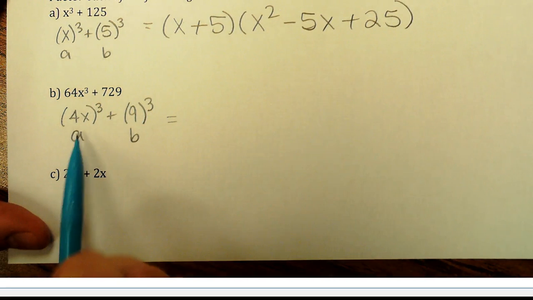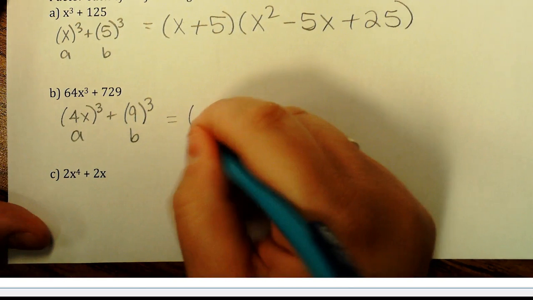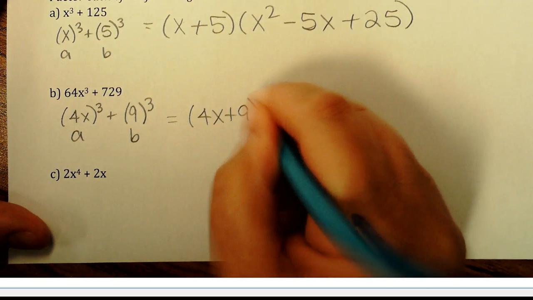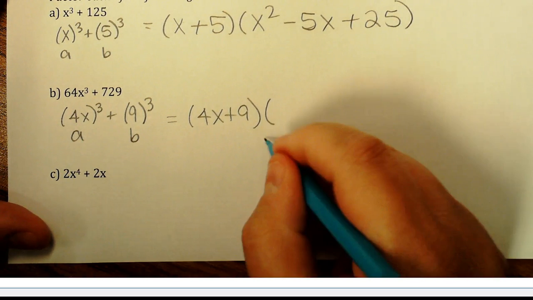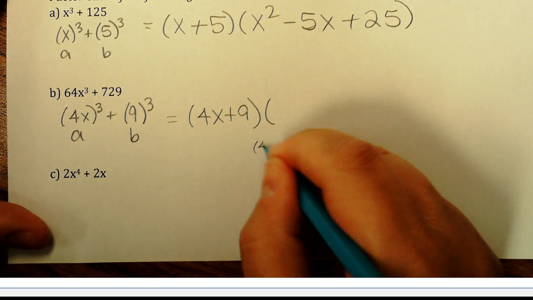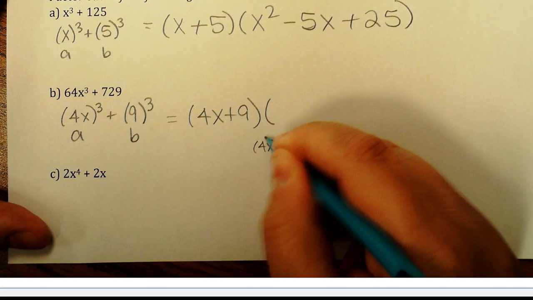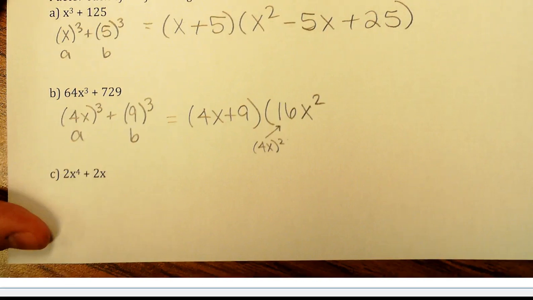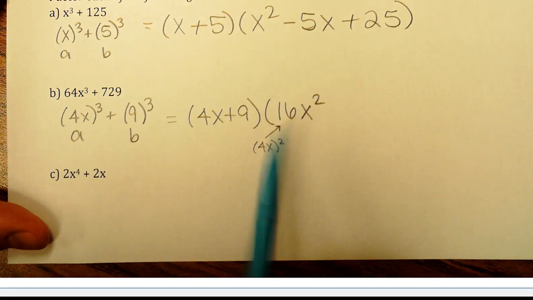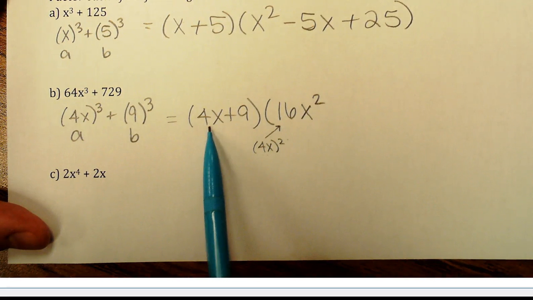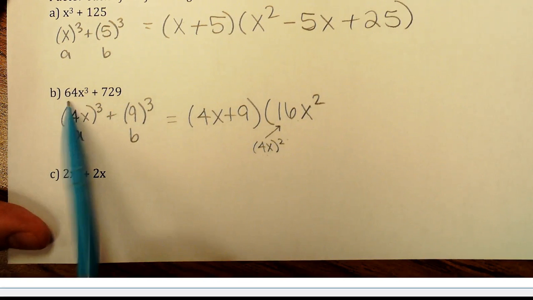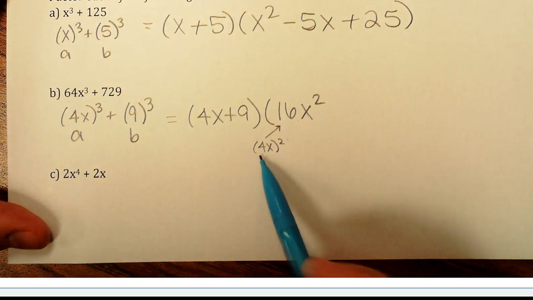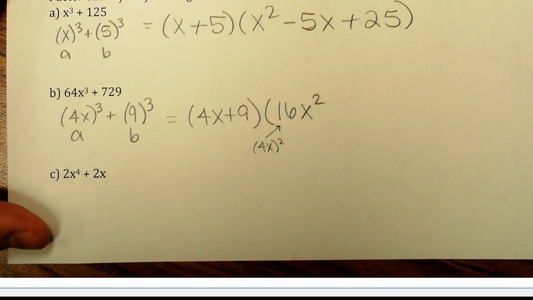Now this one's a little trickier, especially if you have a number here. So I have 4x plus 9. Now a squared is 4x squared, so I have to square the 4 and I have to square the x, so that term's going to give me 16x squared. If you check this real quick, 4x times 16x squared gives you back the 64x cubed, so don't forget to square that 4. That's the main thing people forget.